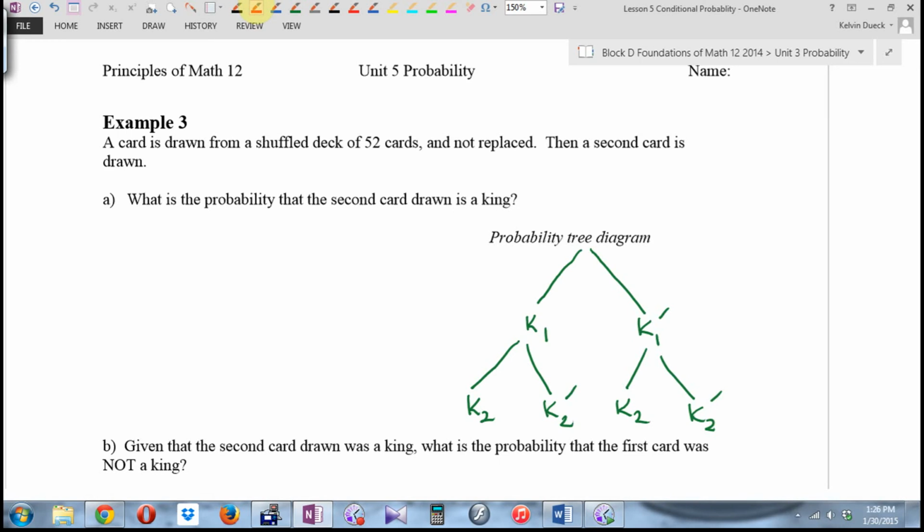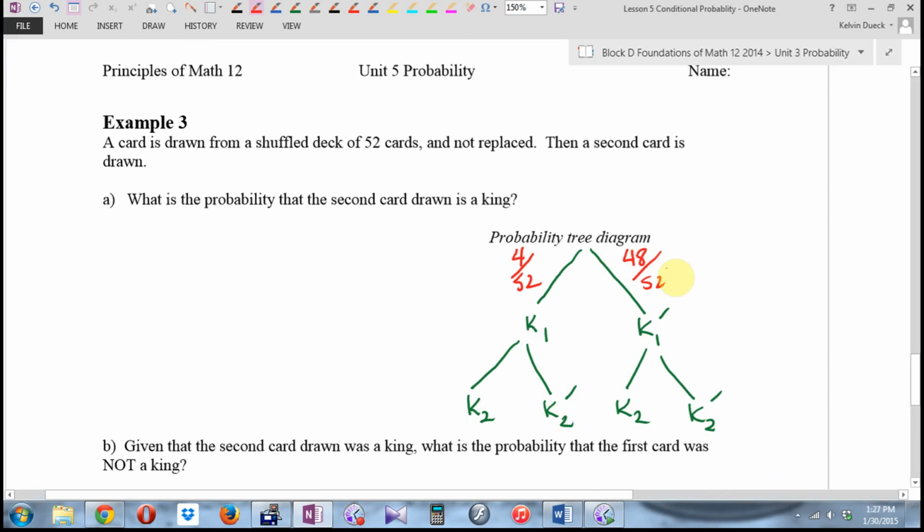Let's fill in the values. Let's weight the branches. How many kings are in the deck? Out of? So on this branch, it's going to be 4 out of 52. What about on the branch across from it? 48. And I heard somebody say complement. I like that. I give you a compliment for saying complement.